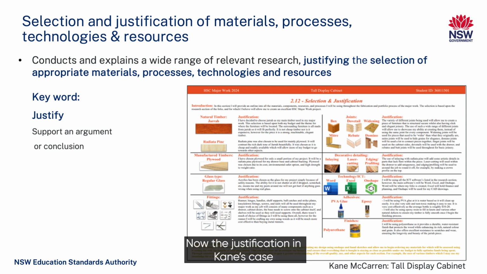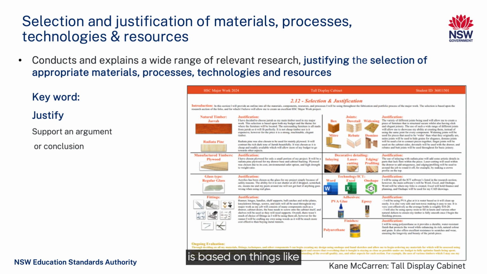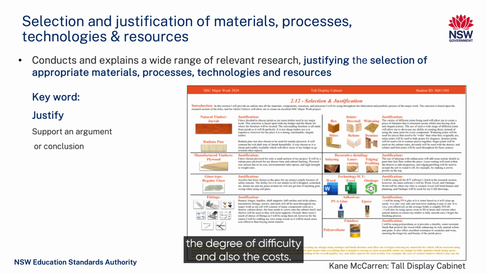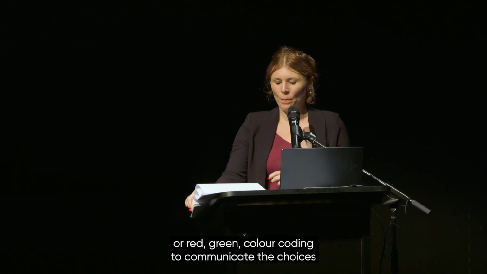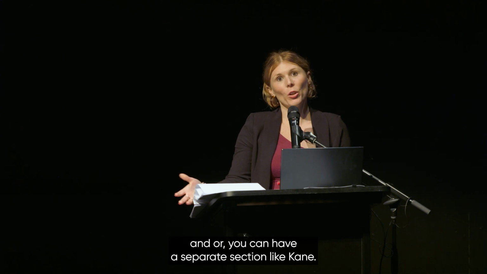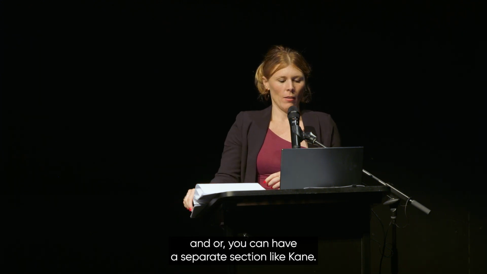Now, the justification in Kane's case is based on things like availability of the timber, the technical capacity of that material, the quality of the finish, potential finish, the degree of difficulty, and also the costs. So you can use some symbols like a cross or a tick or red, green, colour coding to communicate the choices, or you can have a separate section like Kane.